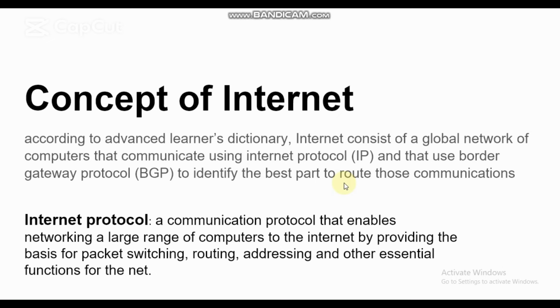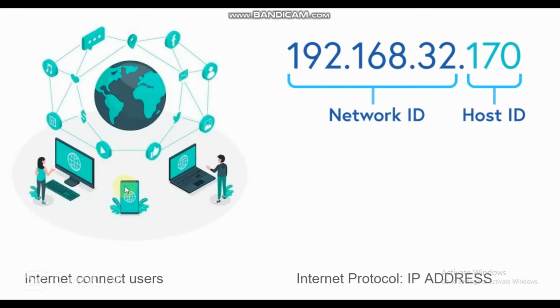That's just the brief explanation of the internet, and it uses border gateway protocol to identify the best path to route those communications. So what is the internet protocol itself? A communication protocol that enables networking a large range of computers to the internet by providing basics for packet switching, routing, addressing, and other essential functions for the net. So we are looking at the internet. It comprises everything that has to do with sharing of information and connecting various computers together.